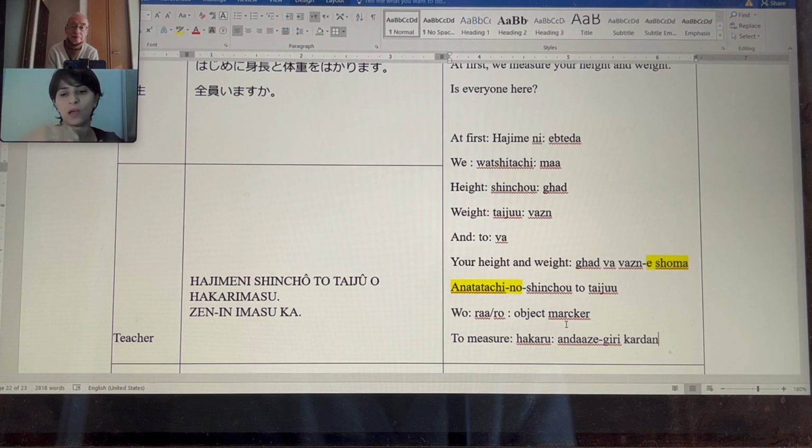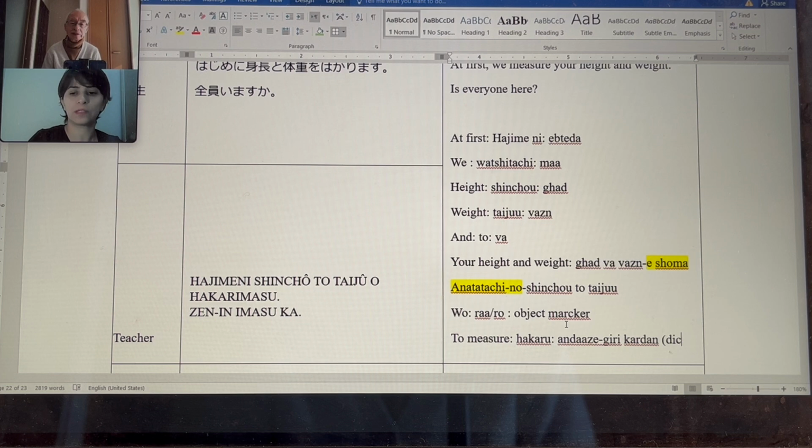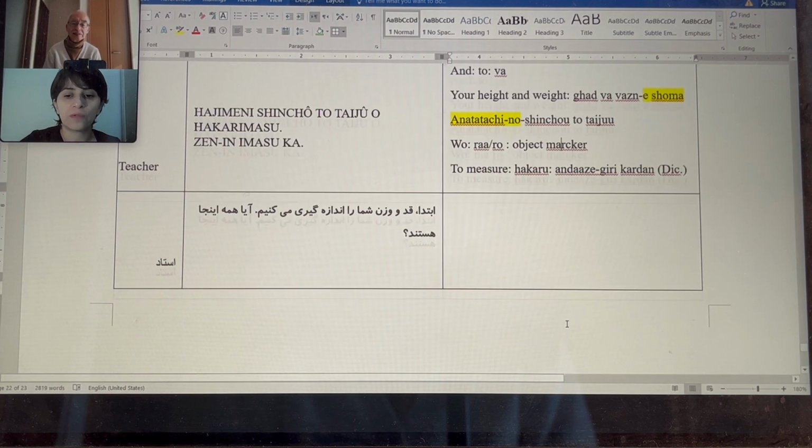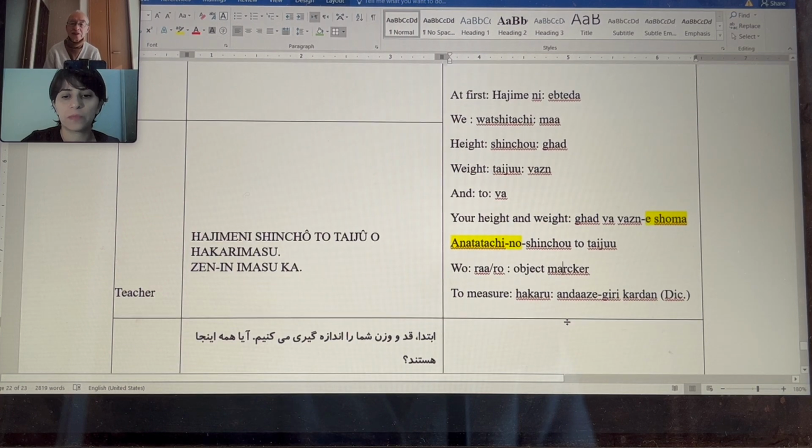And then you have to conjugate it for the tense and for the person. Same as Japanese, the verb comes at the end. So this is the dictionary form. How do you pronounce it? Andaze-giri kardan. Thank you. Later we will conjugate it for the person and for the tense, which is present tense.